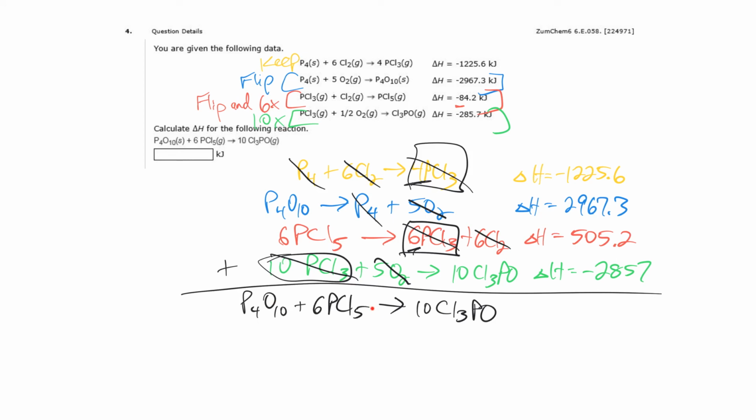Does the equation we produced match the overall equation? Indeed it does. That means we've done it correctly. The last step is to just add together these values of delta H exactly as they're now written, because they were manipulated from the original values of delta H. So we just need to add them together. The calculation's not hard. Pull out your calculator, and this one works out to be 610.1 kilojoules.